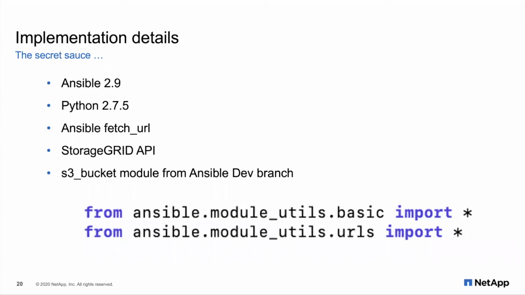Since we have Ansible 2.9, we had to use Python. We've decided to use Ansible fetch URL. This is part of the standard Ansible build. And then since we have REST API, the StorageGRID API is available for us. And as I mentioned before, the S3 bucket module from the Ansible development branch was the only module we could consume. Okay, and as part of the standard module build, we've used these Ansible modules.